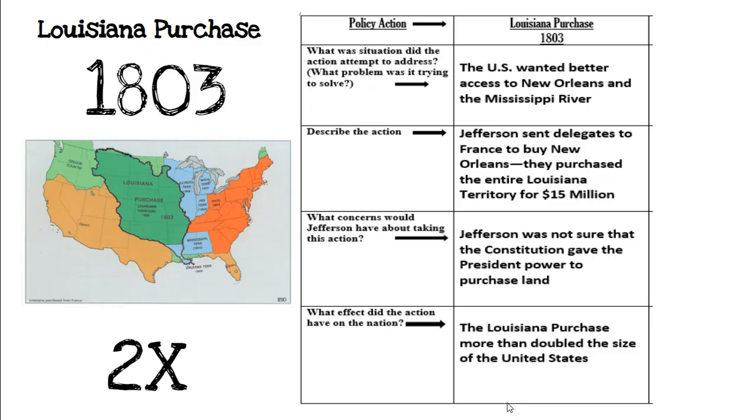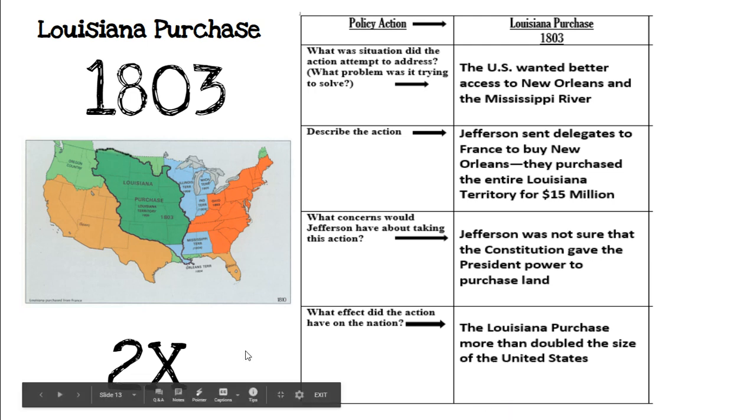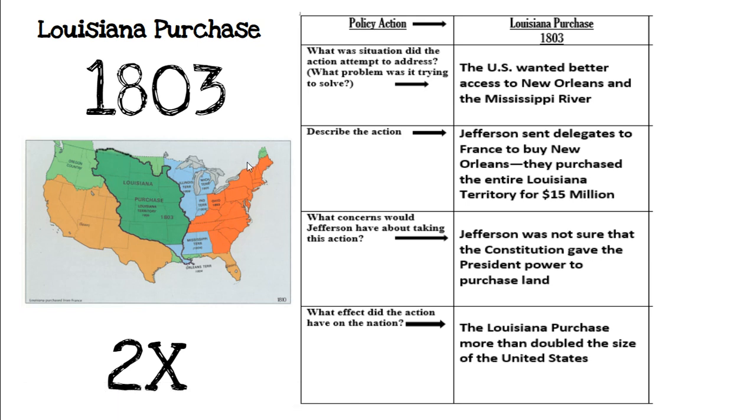Just as a recap here, we have the Louisiana Purchase. The U.S. wanted better access to New Orleans and the Mississippi River, and we can see the Louisiana Purchase here in green. And this does double the size of the United States. So we go from just having the orange and blue here to being doubled in size with this green section. We still have the British up here in the Oregon Territory and the Spanish in this section of the southwestern United States. But for the most part, the continent's coming together.